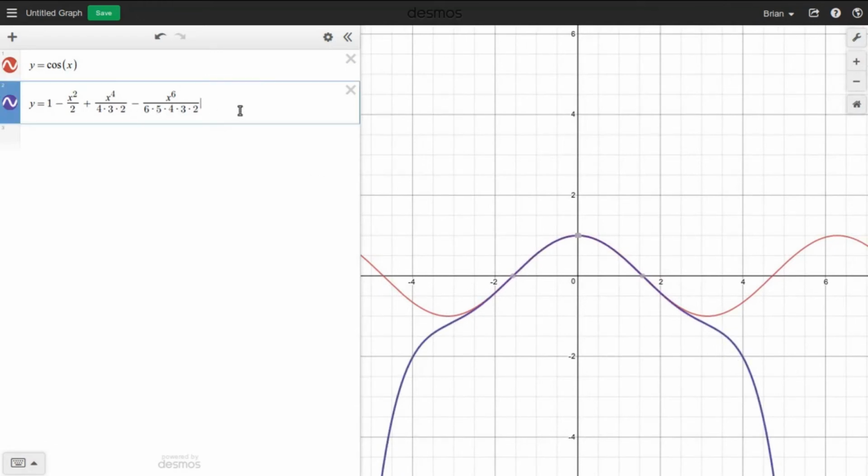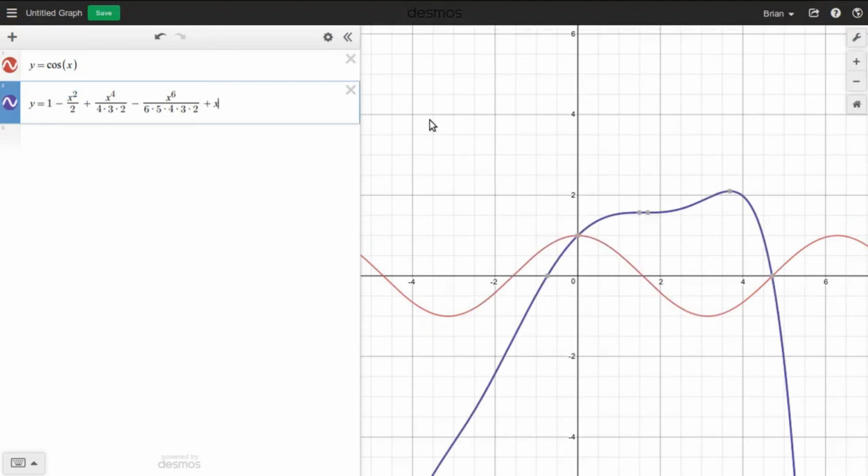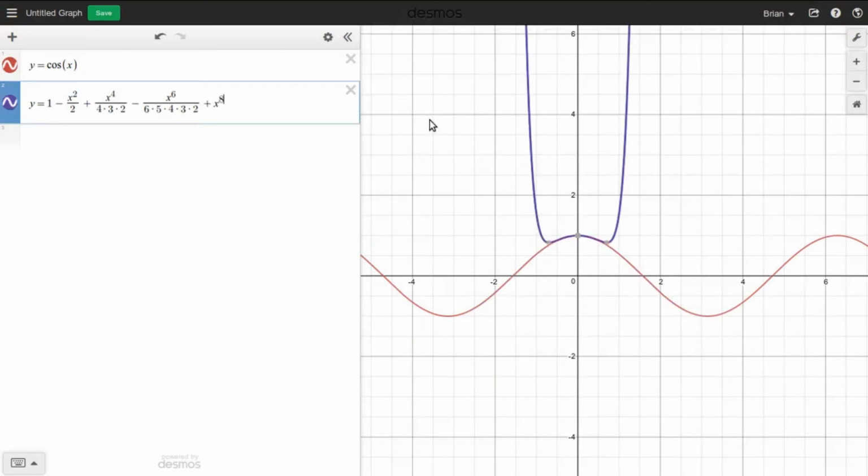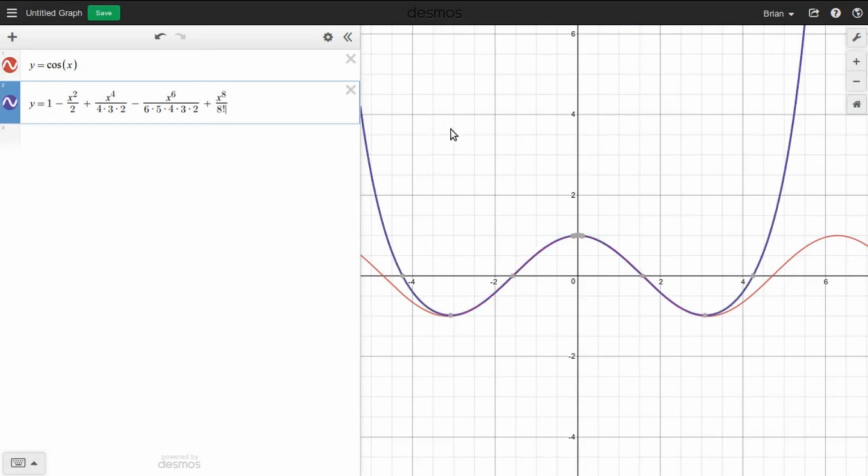Can we do better still? Let's check it out. I think we see a pattern here. It looks like if I add x to the 8th divided by, what do we call this thing where we multiply numbers down to 1? Factorial. Desmos knows this. Now I've got a whole period of convergence here from negative pi to pi. Looks pretty darn good. Let's toggle that. Looks like a good fit. Can we do better still?